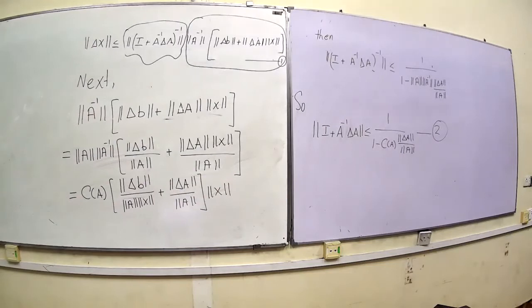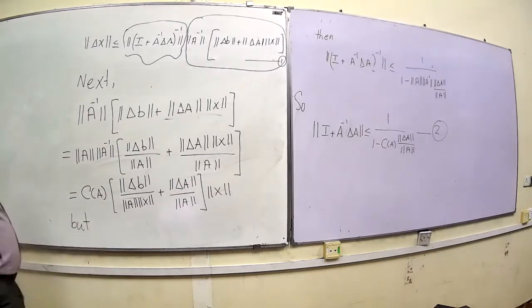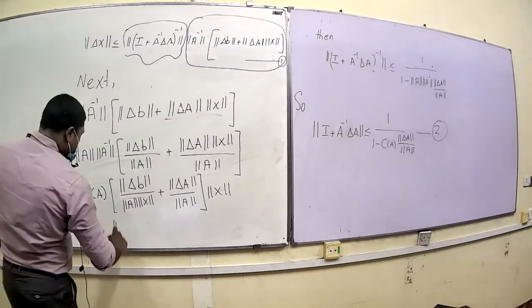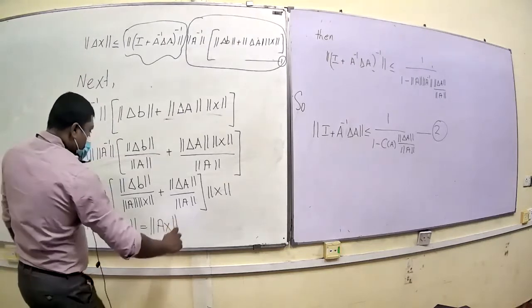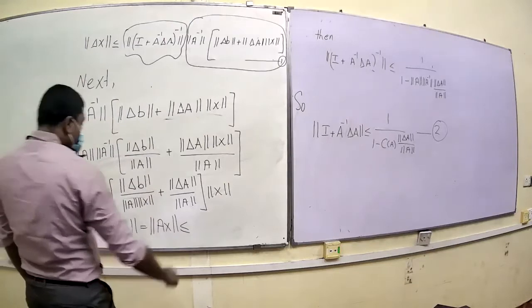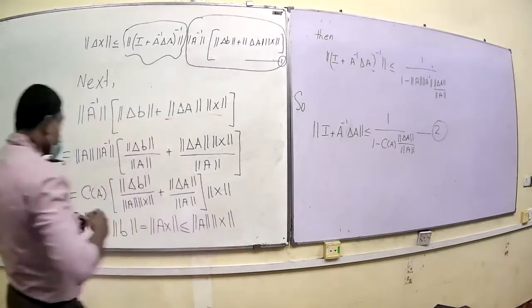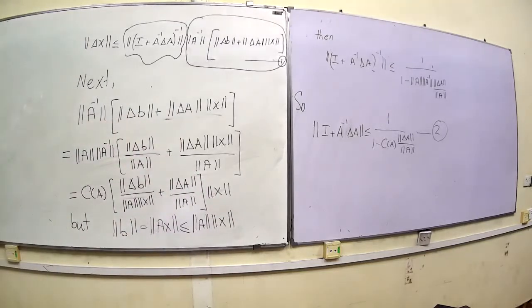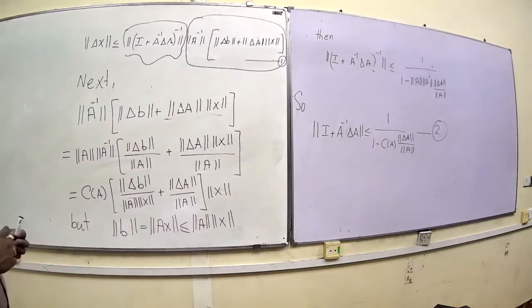Right, so I will take this, right? But, right, so, but you know that this B is equal to AX, that is less than or equal to norm of A times norm of X. So 1 upon norm of B is greater than or equal to 1 upon norm of A times norm of X. Right? So you use this inequality and substitute here.